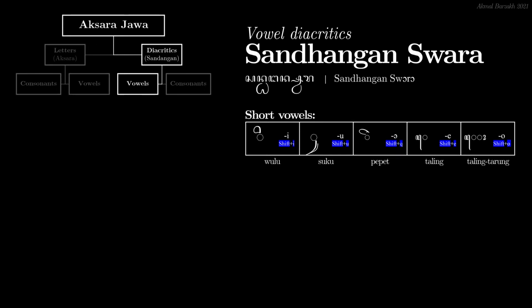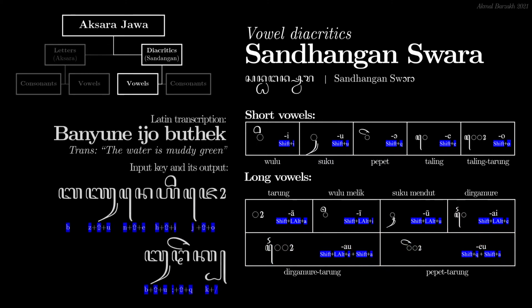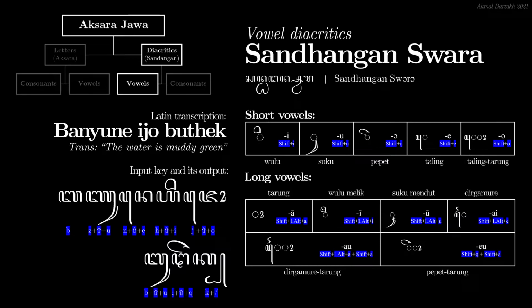Those 5 are the short vowels, but there are 6 more long vowels that barely anyone uses, but I'm gonna list them anyway. Those are A, E, O, I, Au, U. So if you want to type Banyune Jo Budak, which means the water is muddy green, with your Javanese keyboard activated, just press this set of characters.